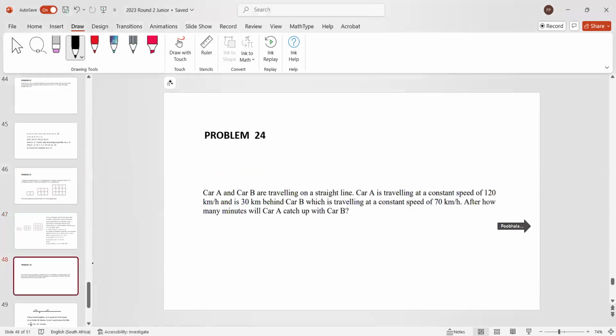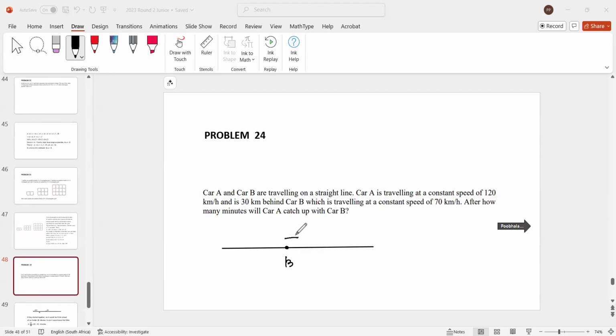Oh, problem number 24. I'll just do this quickly because it's taking too long. Car A and car B are traveling on a straight line. Car A is traveling at a constant speed of 120 kilometers per hour. So let's just take the straight line here. Car A is behind car B. So car B is in the front. So there's B here. And they're both traveling in the same direction.